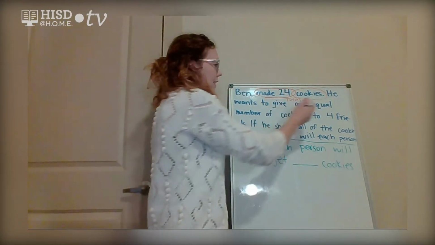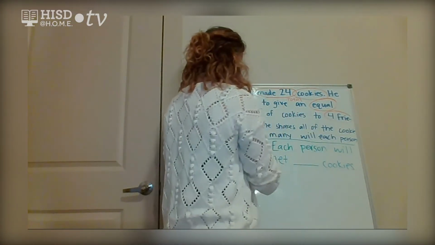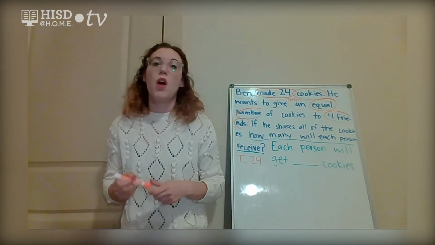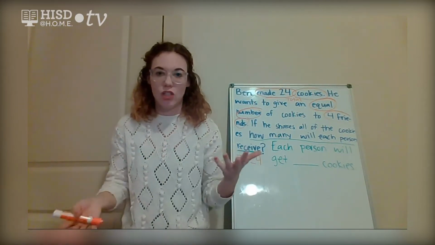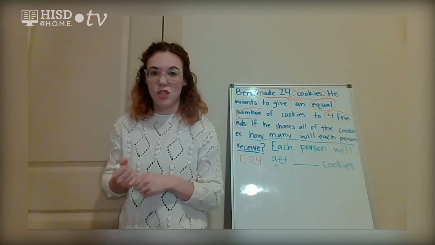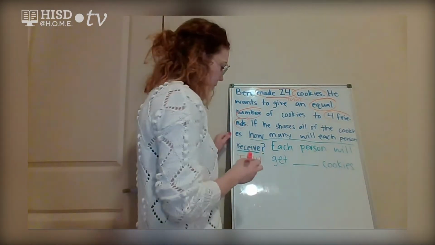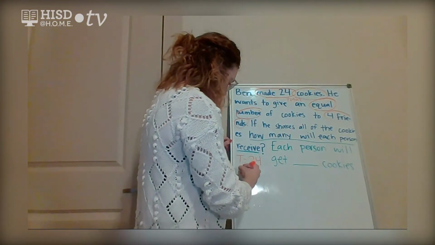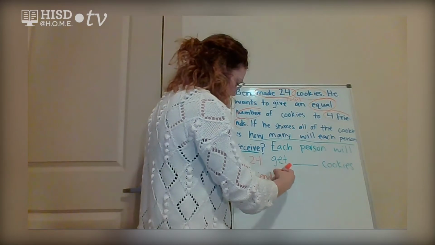He wants to give an equal number to 4 friends. Anytime we see equal sections going off to different people, we know we're dividing or multiplying if it tells us how much they each get, right? Equal groups, equal sections has to do with multiplication and division. So I'm going to write that off to the side. I see equal groups. And there's 4 friends. We don't know how much. We want to know how much they each get.